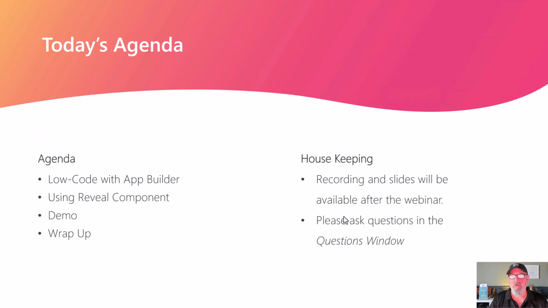Today's agenda, we're going to look at low code with App Builder. In App Builder, there's a Reveal component. We're going to learn how to use that. We're going to connect to some data, and I'm going to show you some other resources that we have online, which you can download and start digging into to get going with Reveal as well.